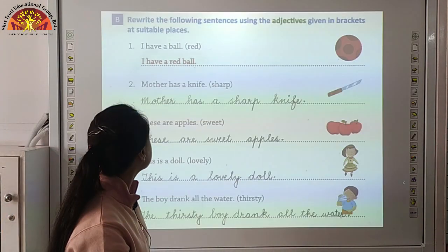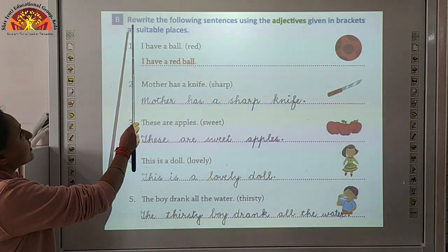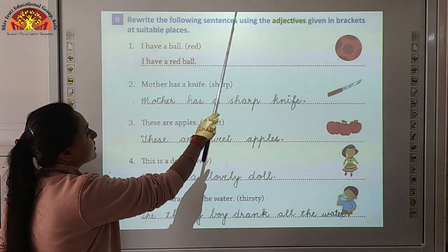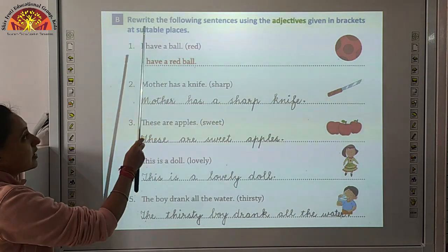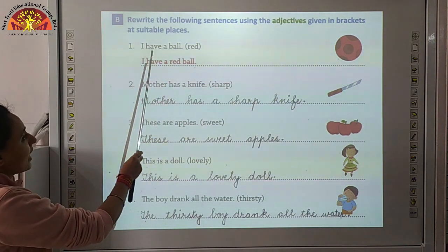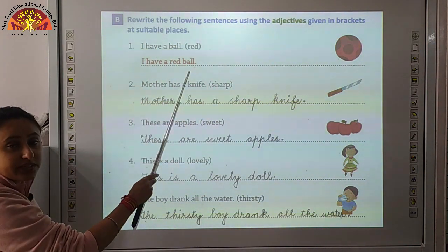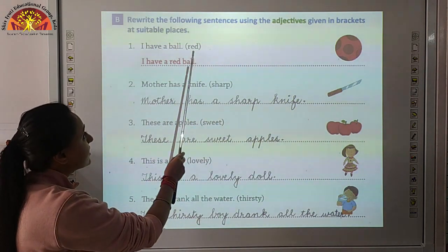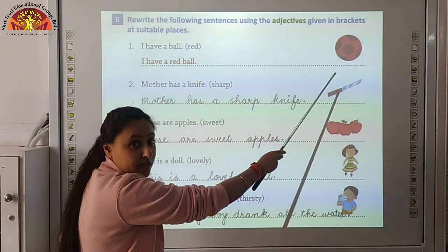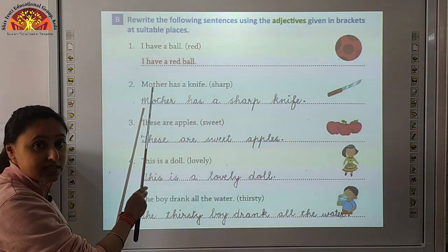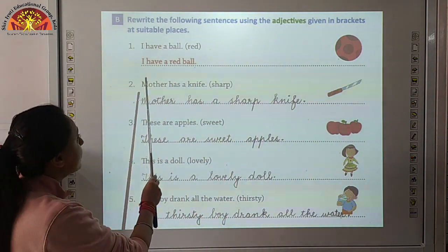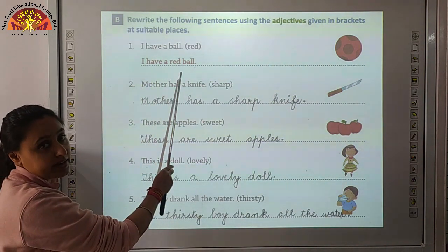Now we turn to the next question. Question B. Rewrite the following sentences using the adjective given in the brackets at suitable places. Number 1 is, I have a ball. So the adjective given to you in brackets is red. What is the color of the ball here? Red. So we will use red in the sentence. Number one has been done for you. I have a red ball.